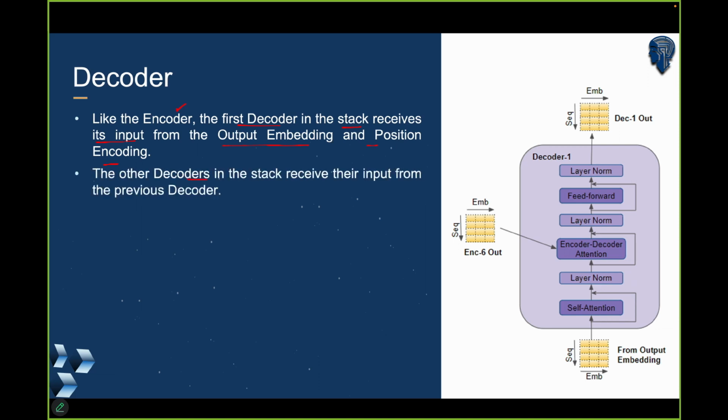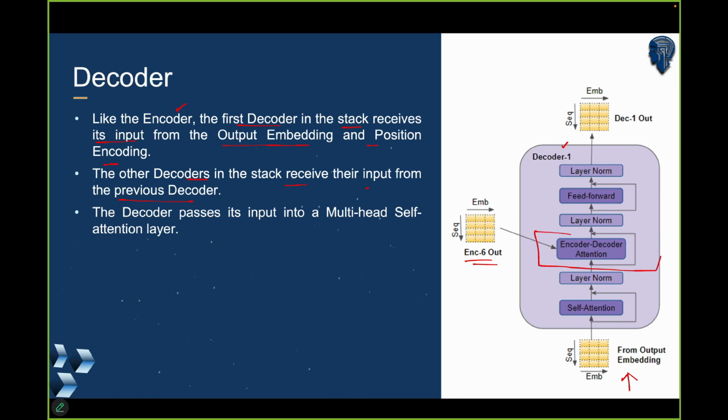Other decoders in the stack receive their input from the previous decoder, like this is decoder number 1. It receives input from the embedding and it also receives the input from encoder number 6. The output of the last encoder is here to change the understanding of the tokens, because of the output from the encoder. This is called attention mechanism.